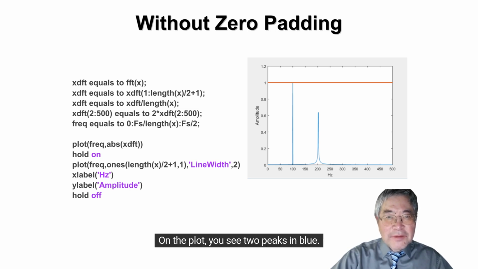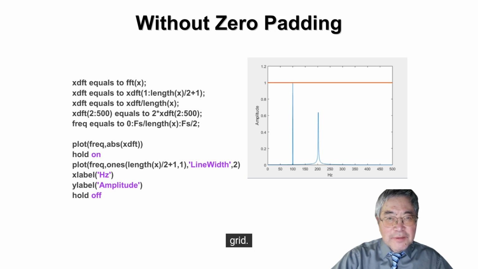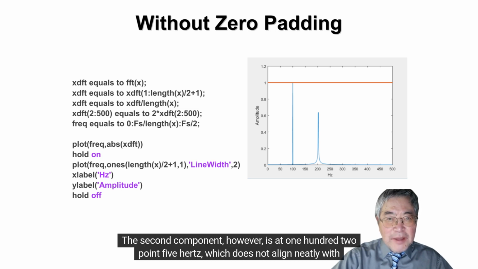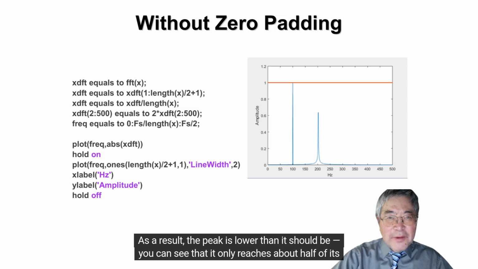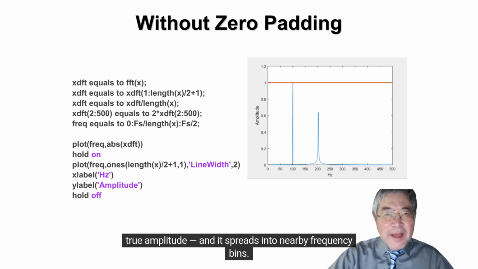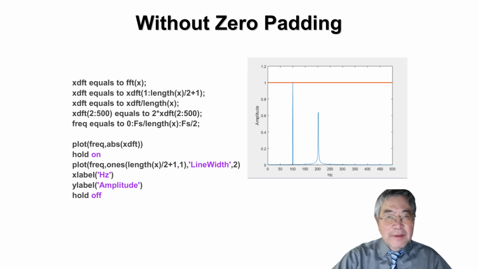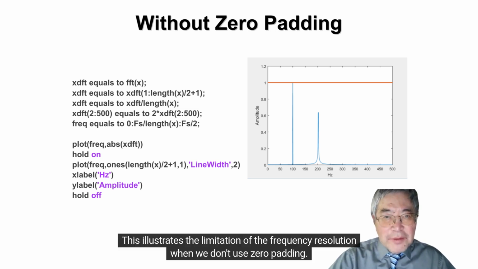On the plot, you see two peaks in blue. The first peak is at exactly 100 Hz. That one is well captured because it matches the frequency grid. The second component, however, is at 102.5 Hz, which does not align neatly with the frequency samples. As a result, the peak is lower than it should be. You can see that it only reaches about half of its true amplitude, and it spreads into nearby frequency bins. This illustrates the limitation of the frequency resolution when we don't use zero padding.